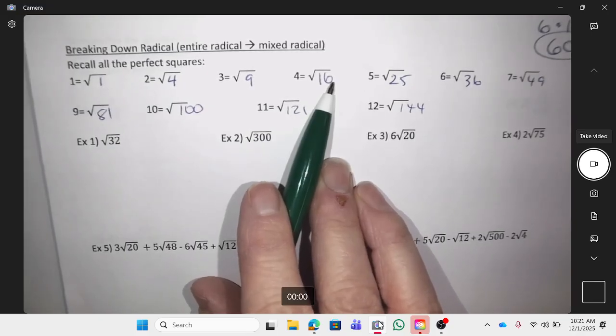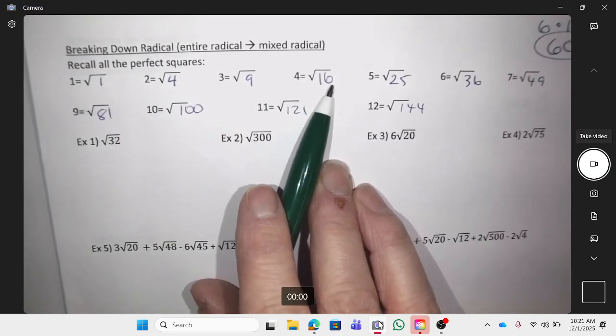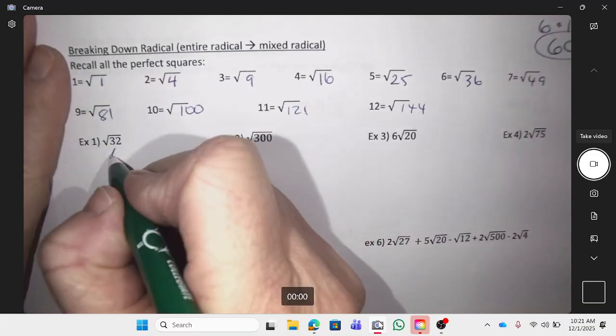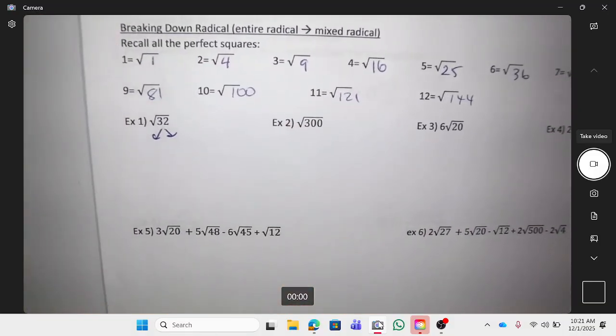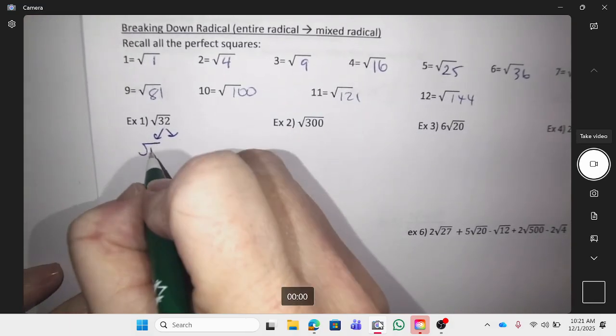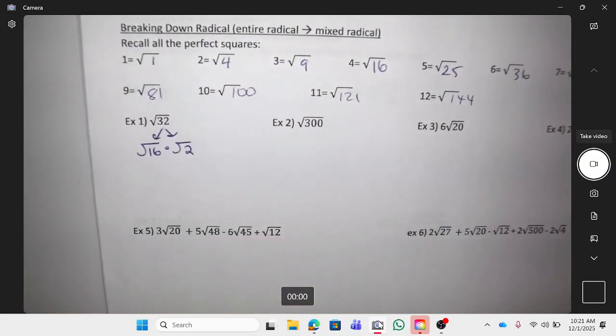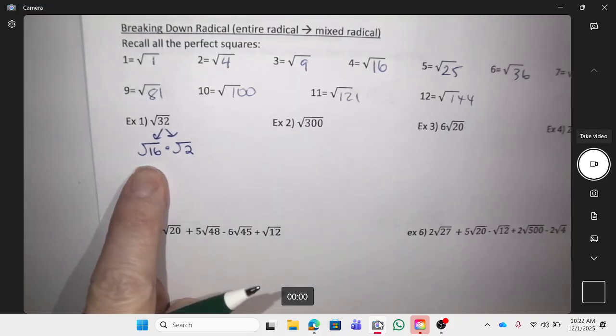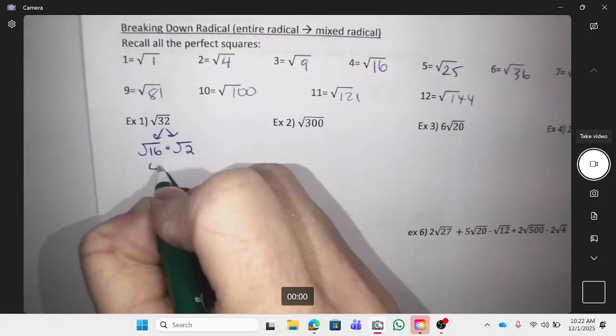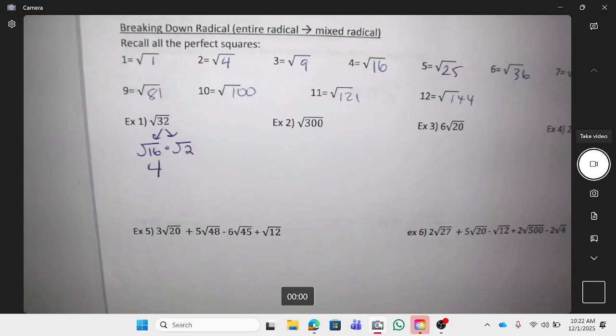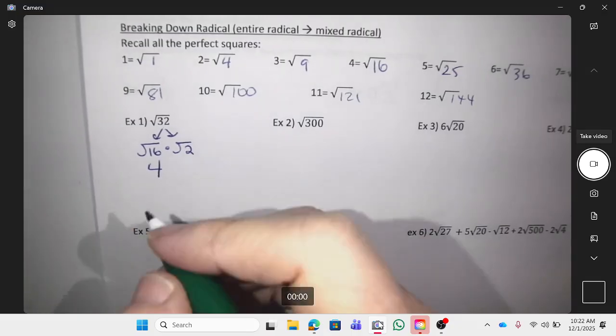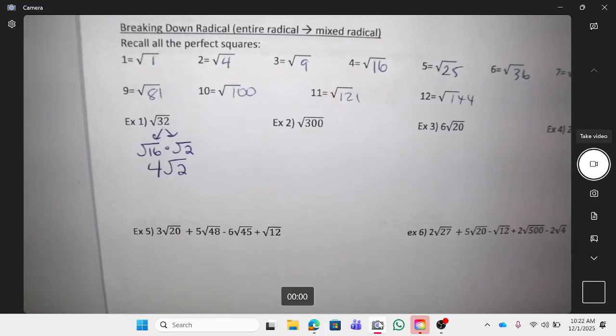Okay, if you did the 4, you're going to have to break it down twice, and I will show you that after. So what is 32? 16 times 2. Okay, so what is root 32? Root 16 times root 2. What does the square root of 16 turn into? Just a whole number, 4. Root 2.